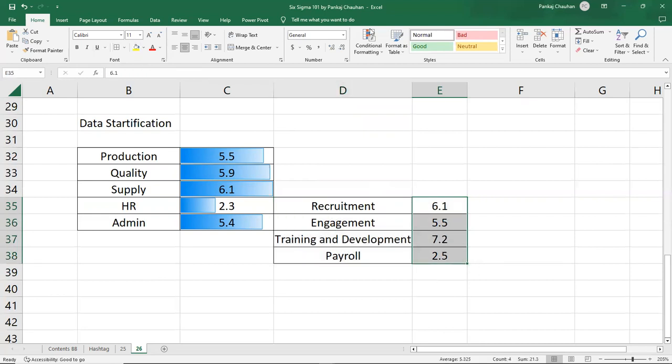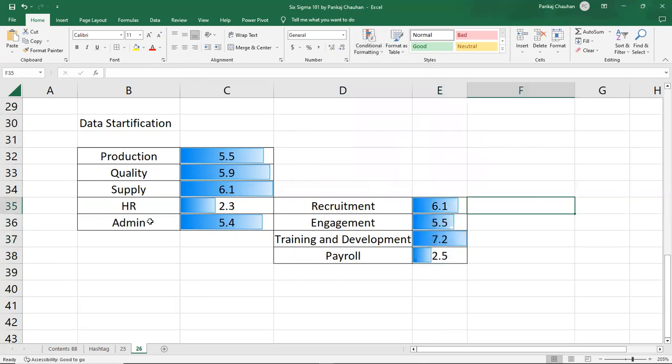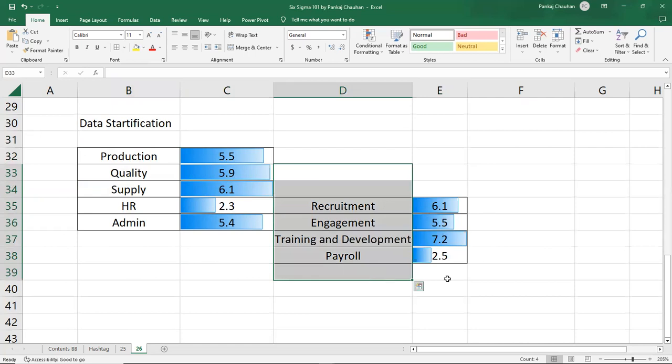Now, looking at this data, should I focus on everything again in HR? Probably no. I should be focusing only on the payroll. So this was my level 1 data stratification. This is my level 2 data stratification.